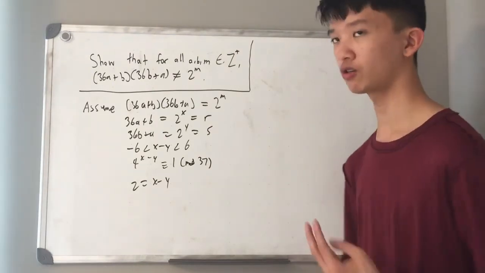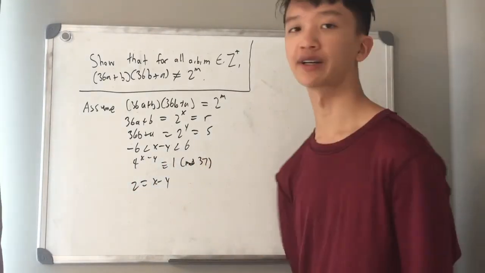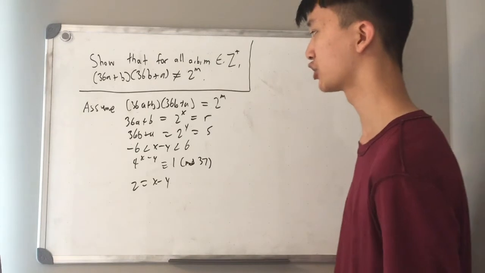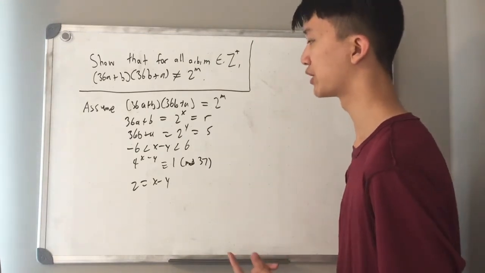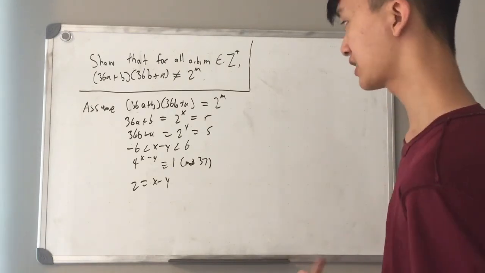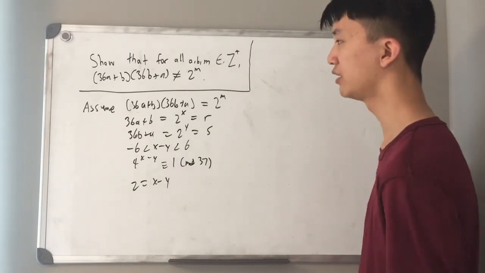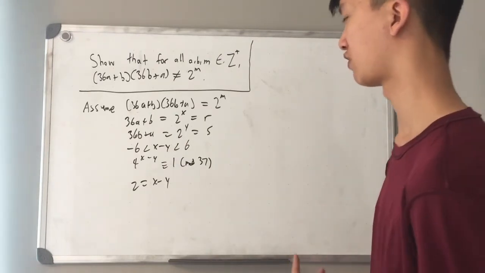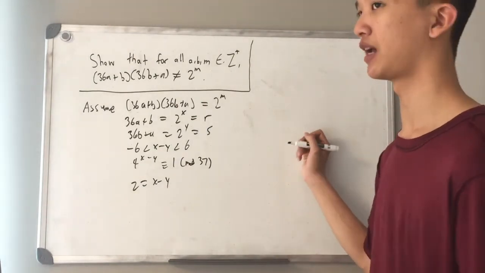Now, notice earlier that we said that negative 6 is less than x minus y is less than positive 6. And since 18 is not within this range, we have then reached a contradiction except for one last case. The last case being that x minus y is equal to 0, or x is equal to y. So if x is equal to y, that means that 36a plus b is equal to 36b plus a. That means that 35a is equal to 35b, and a is equal to b.